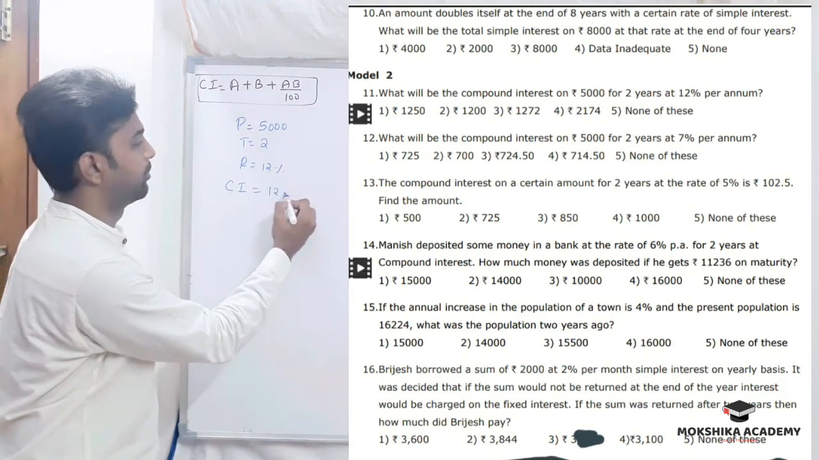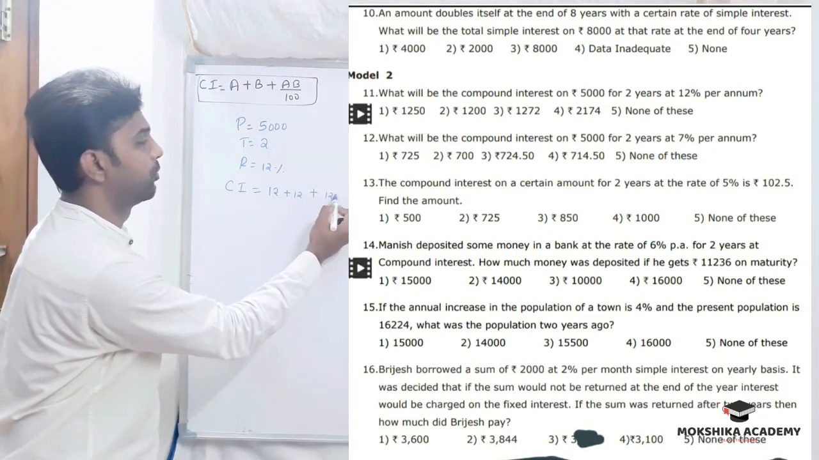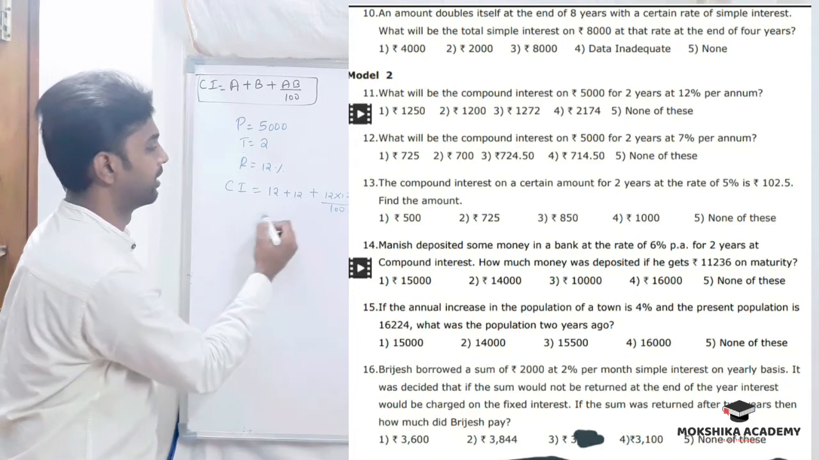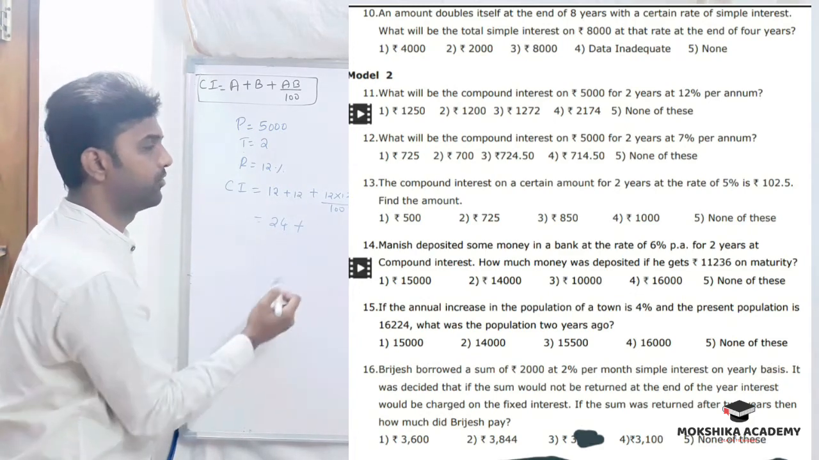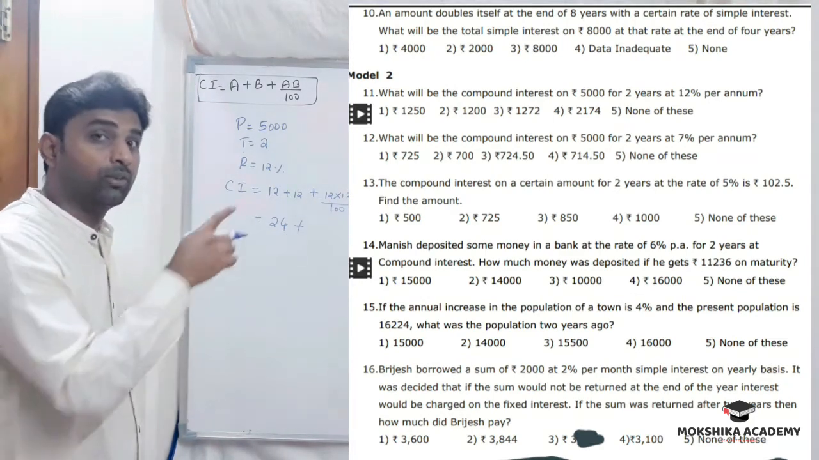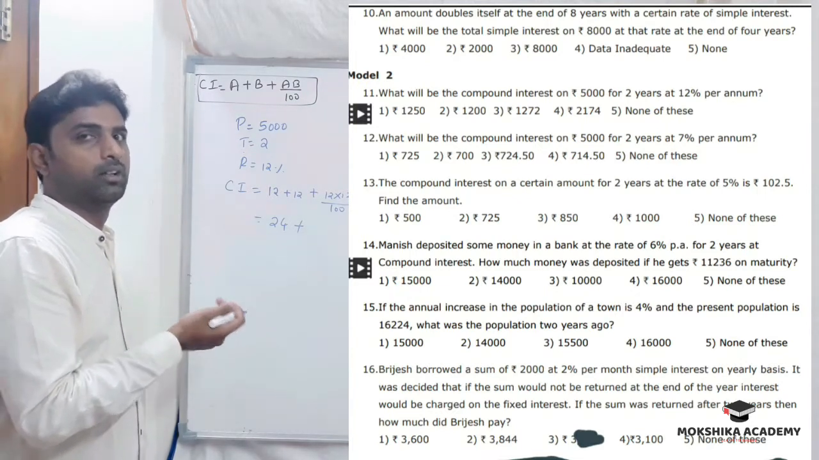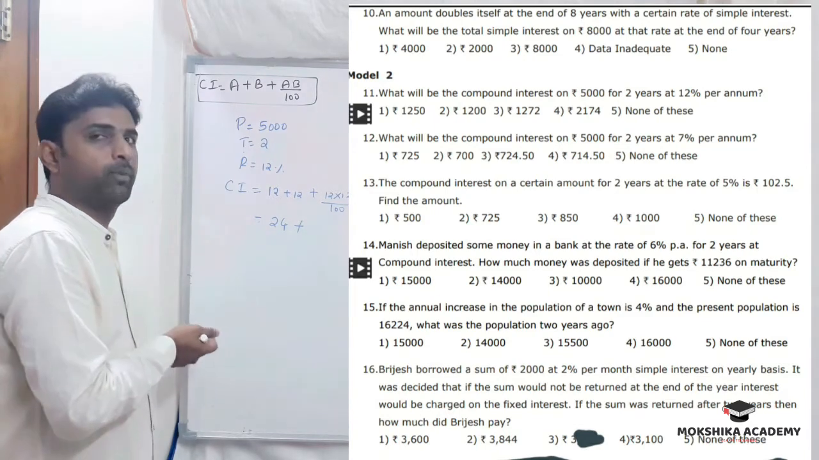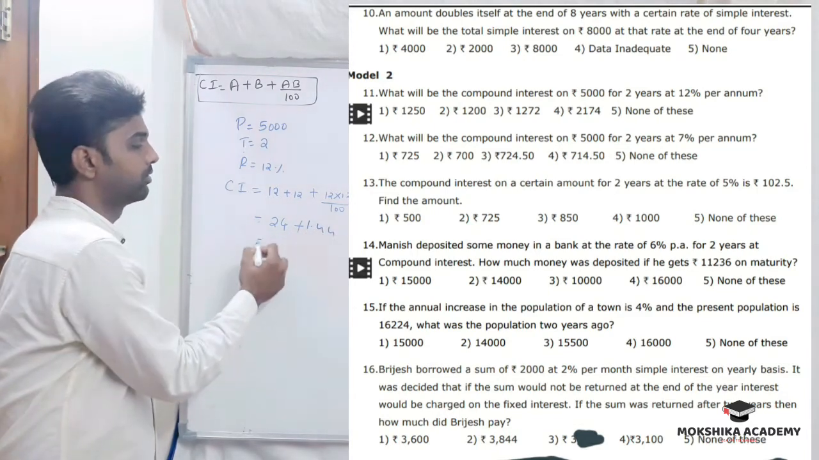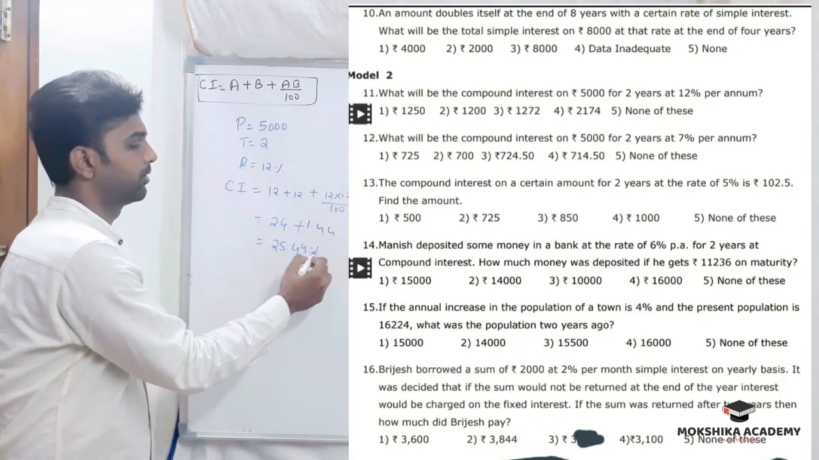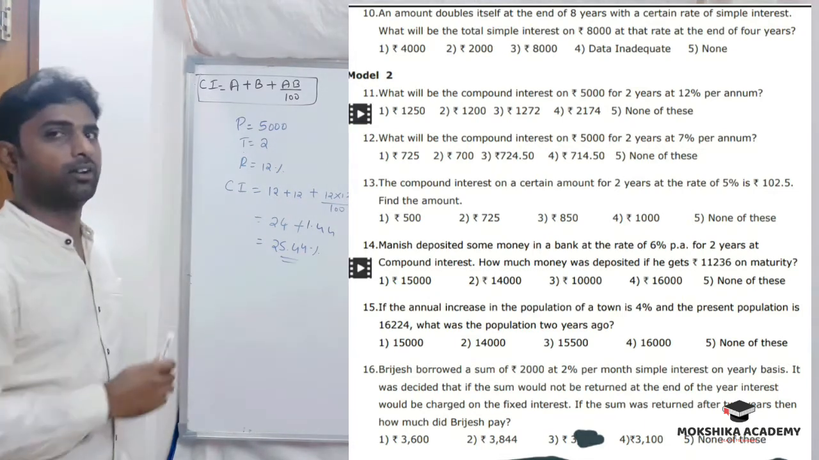That is 12 plus 12 plus 12 into 12 by 100. So 12 plus 12 is 24, and 12 square is 144. 144 by 100 is 1.44. So it is 25.44%. Okay, we got the compound interest percentage.